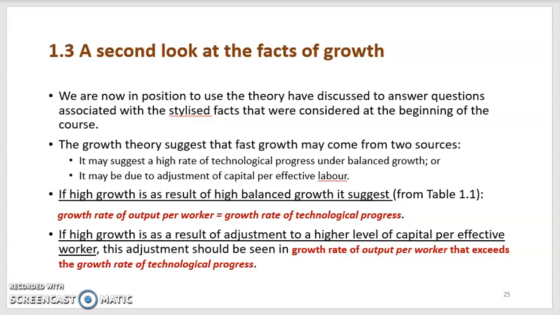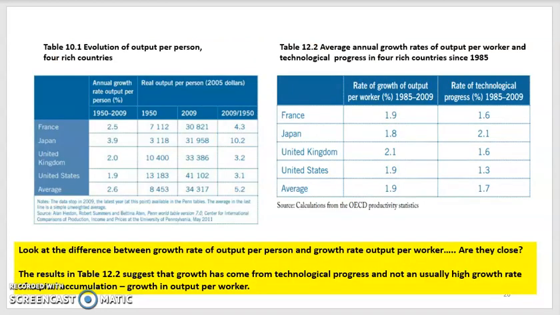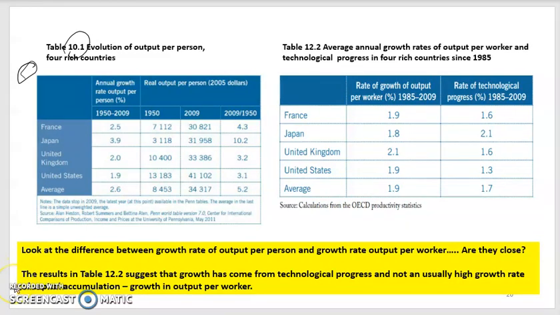And the first one is shown by table 12.2 here, as shown. The difference between table 10.1 and table 12.2 is that table 12.2 looks at the growth rate of output per worker, while table 10.1, which was focusing on the standard of living, looks at the growth rate of output per person.